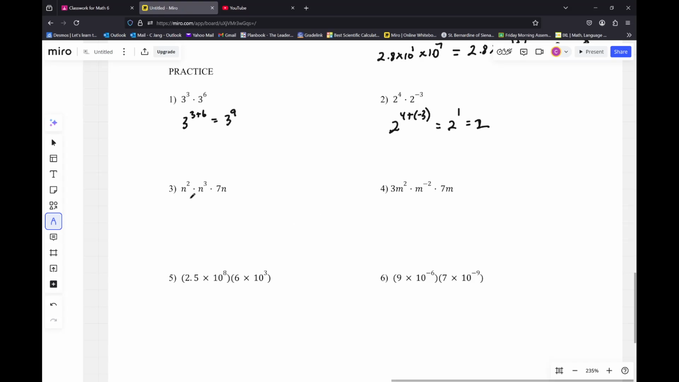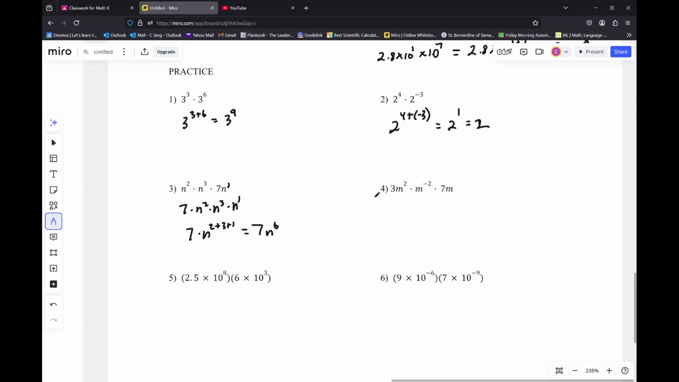All right, here we have n squared times n cubed times 7n. Remember, if there's no exponent, we actually know there is an exponent. We don't write it. It is to the first power. So this is going to be 7 times n squared times n cubed times n to the first power, which is 7 times n to the 2 plus 3 plus 1, or 7n to the 6th power.